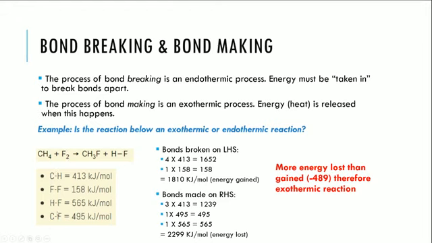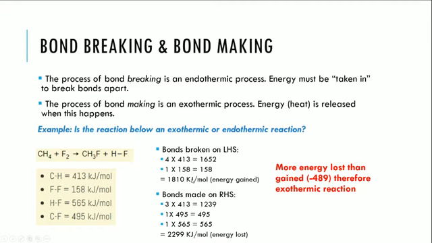So if you look at the relevant bond energies, we're breaking apart 4 C-H bonds, so 413 times 4 is 1652. We're also breaking apart the bond between 2 fluorine atoms, so here it's 158, so 1652 added to 158 gives you 1810 kilojoules per mole.